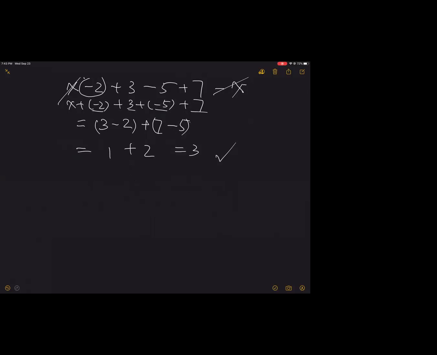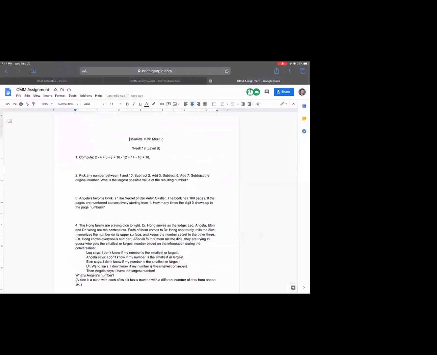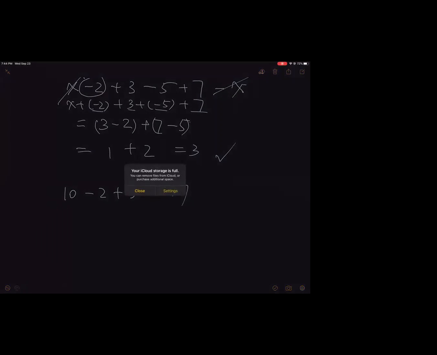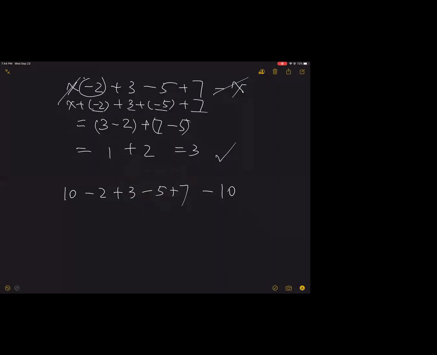Okay, so you want to try a number there? So, if the student doesn't know about x, we just make it a number. Let's do 10. Then that becomes 10 minus 2. I think the problem said to pick any number between 1 and 10, so we'll just do 10. 10 minus 2 plus 3 minus 5 plus 7, and then at the end we minus 10.